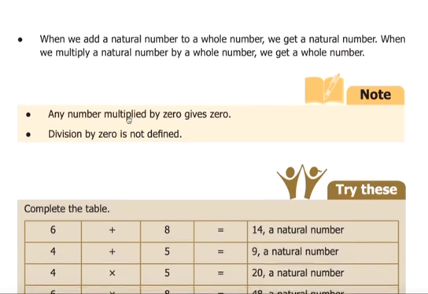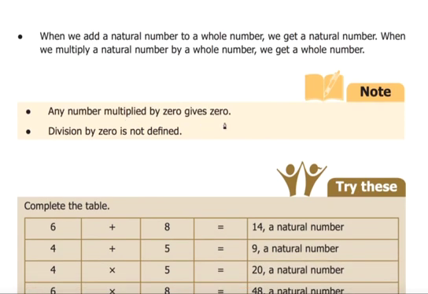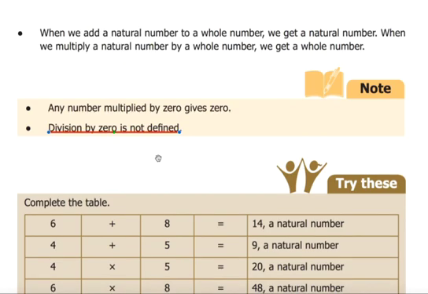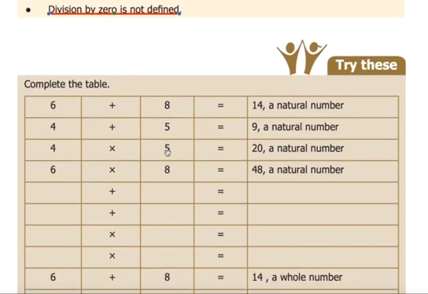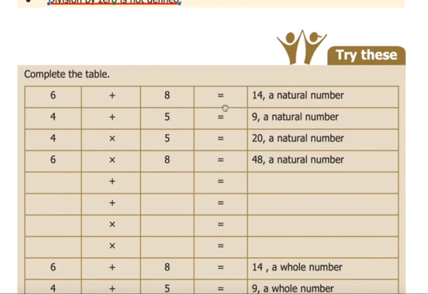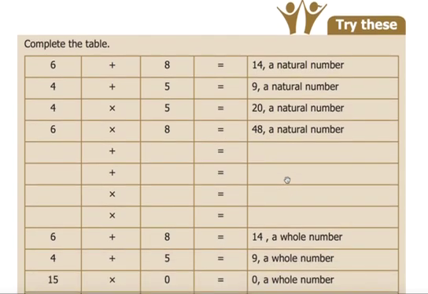Any number multiplied by 0 gives 0. Division by 0 is not defined. This is the most important thing in mathematics. It has to be underlined with this red. Division by 0 is not defined. So don't do this one. 6 plus 8, 14, a natural number. 4 plus 5, 9, a natural number. 4 into 5, 20, a natural number. 6 into 8, 48 is a natural number, right?